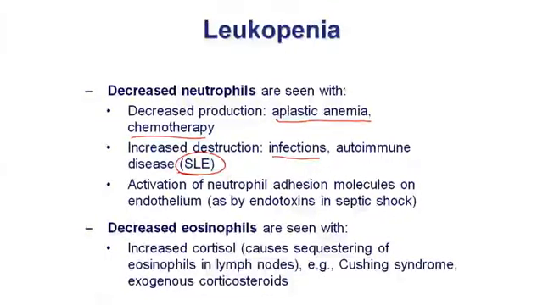You can also get activation of neutrophil adhesion molecules on the endothelium, typically with endotoxins, and septic shock is a classic thing you will see. As far as your decrease in eosinophils, increased cortisol associated with diseases like Cushing syndrome as well as exogenous steroids can cause it.